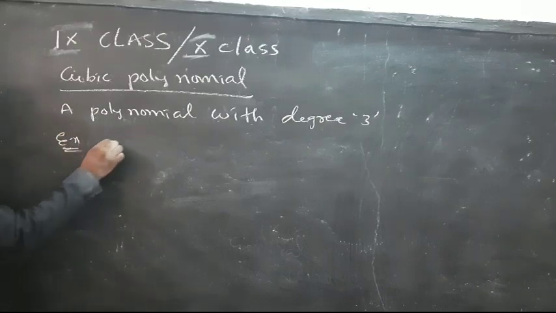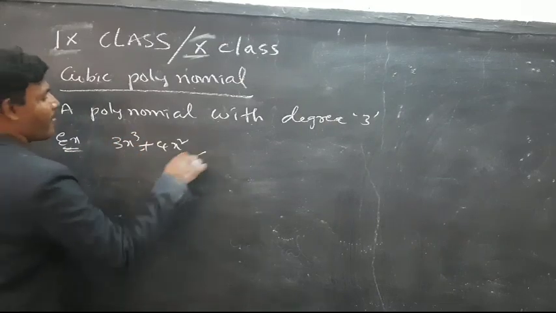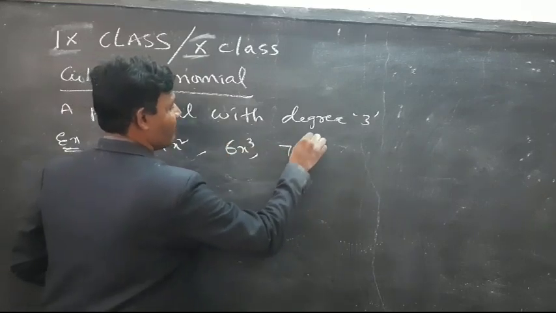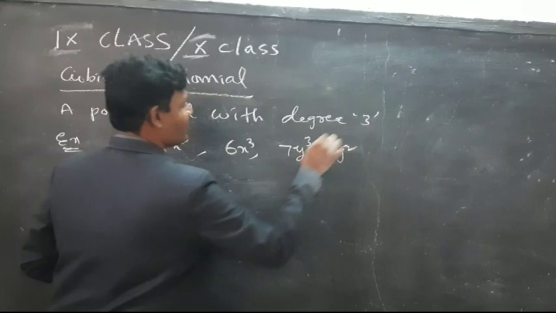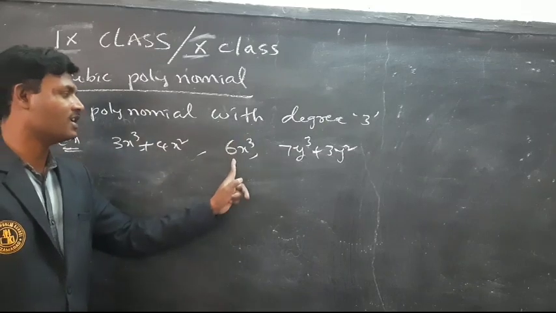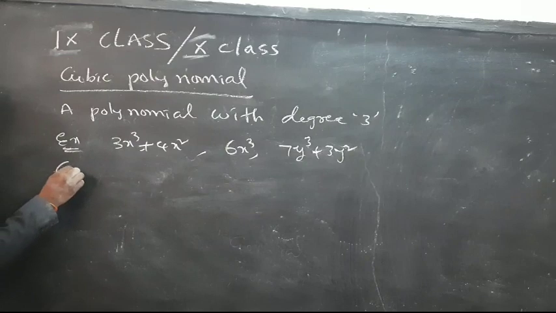Examples: 3x cube plus 4x square, 6x cube plus 7y cube plus 3y square. So these are the examples of cubic polynomial. Why? Because degree of this one is 3, degree of this one is 3, and degree of this one is also 3.